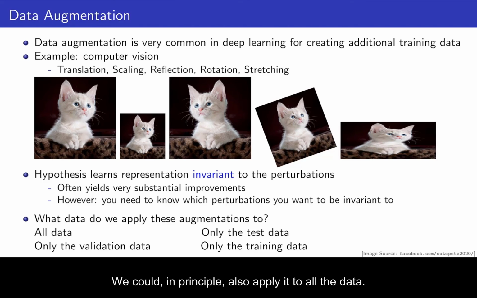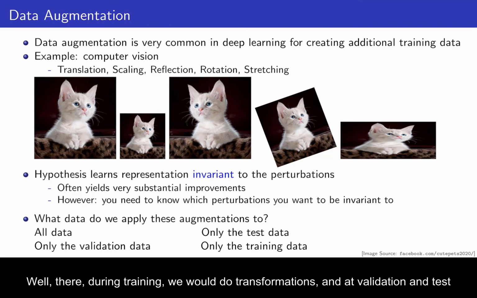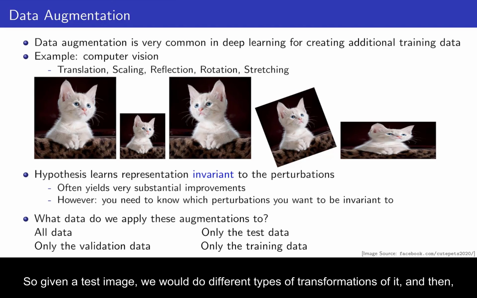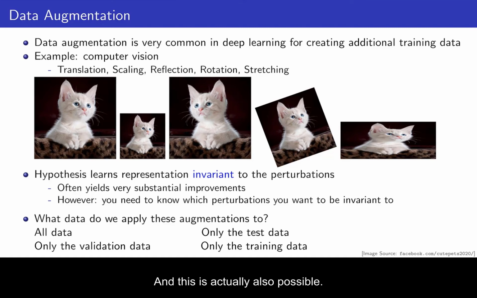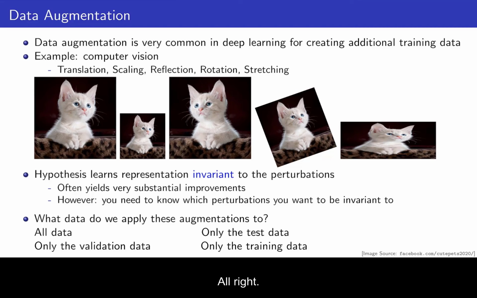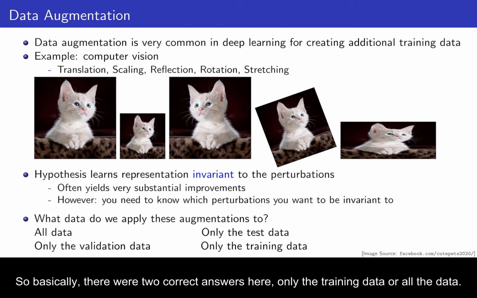We could, in principle, also apply it to all the data. How would we do that? During training, we would do transformations, and at validation and test time, we would also do transformations. So given a test image, we would do different types of transformations of it, and then, for example, average the results. This is also possible. It's called test time augmentation. The typical type of data augmentation that is used most widely is only for the training data. All right, so basically there were two correct answers here: only the training data, or all the data.